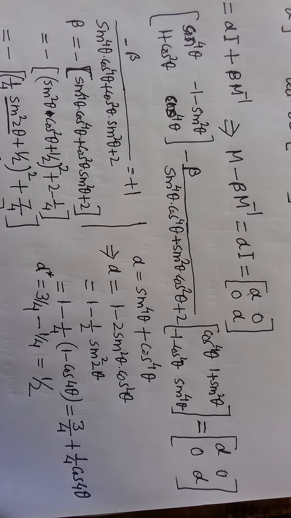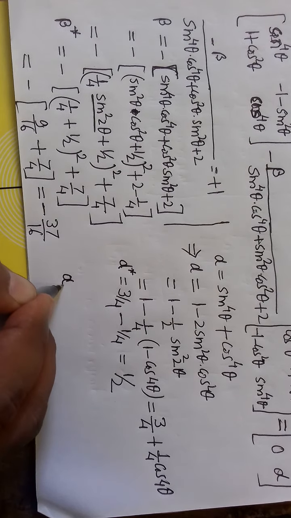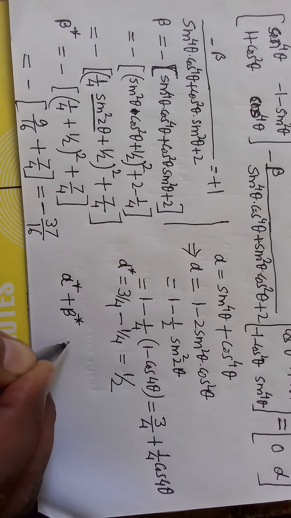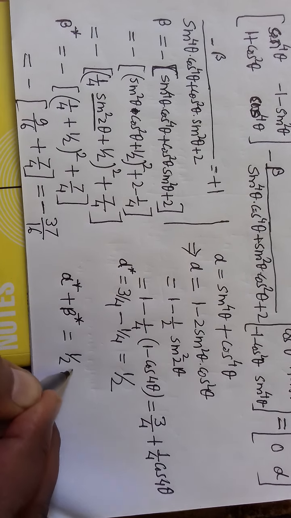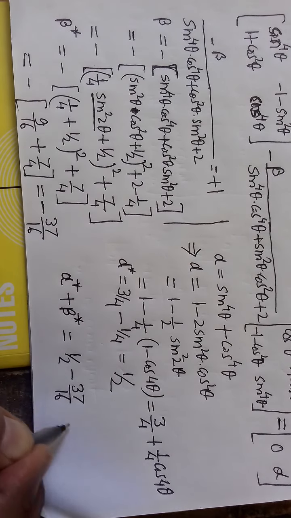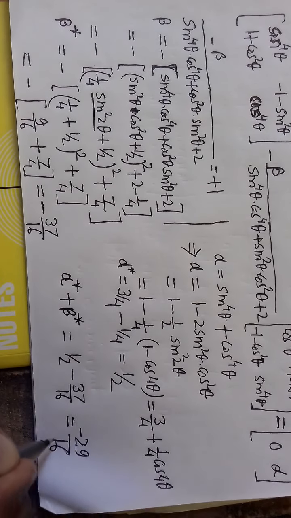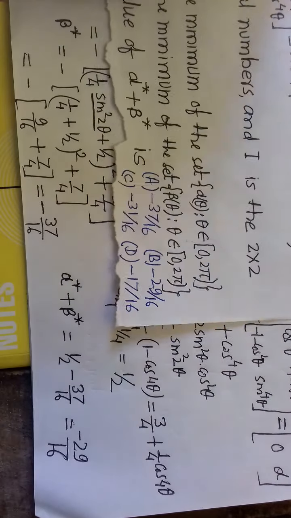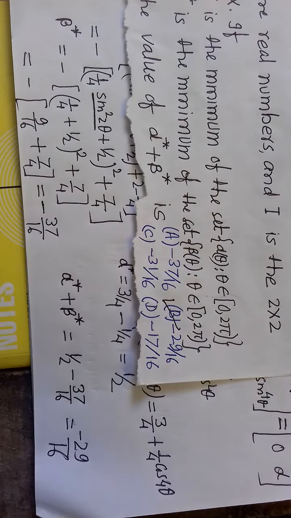We have to find alpha minimum plus beta minimum, that is 1 by 2 minus 37 by 16. This gives us minus 29 by 16. So our correct option will be B. The second option is the correct option.